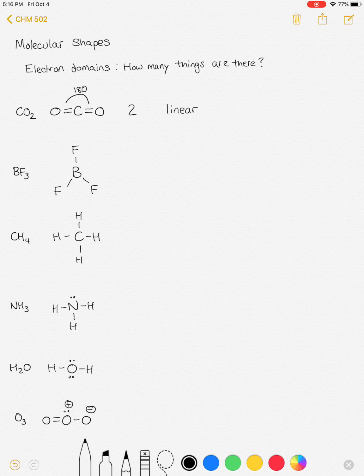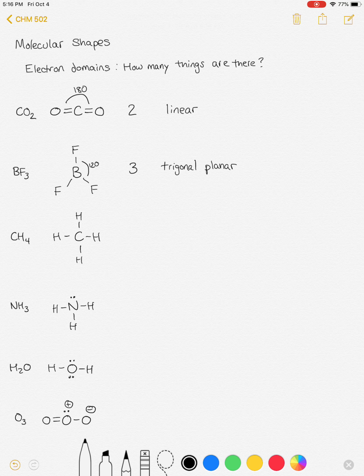Moving on to the next example, BF3. Boron is sort of a strange atom in the fact that it doesn't need to satisfy its octet. We can look at boron and ask how many things are bonded to this boron. The answer is 3. And again, just like for carbon dioxide, they're going to try to get as far away from each other as they possibly can, and the angle to do that is 120 degrees, and the shape is going to be trigonal planar because it's making a triangle-like shape, and they're all in one plane.